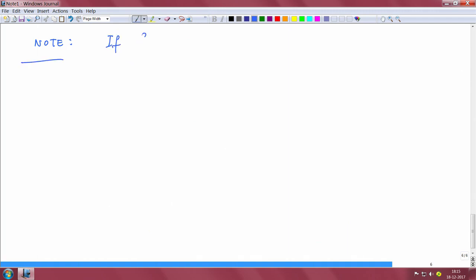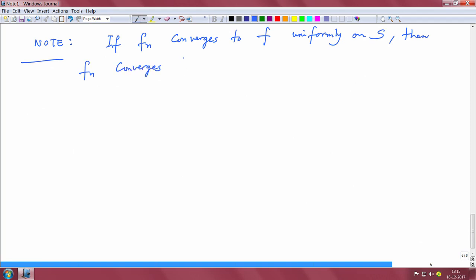If f_n converges to f uniformly on S, then f_n converges to f pointwise as well, and it is not the other way around.